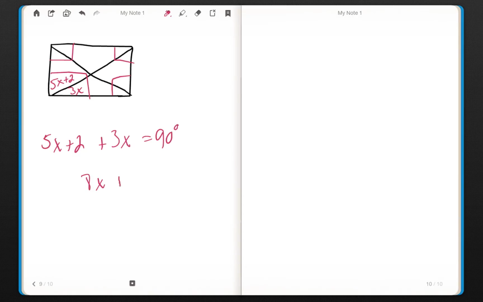If we combine like terms, 5x and 3x gives you a total of 8x. We're going to subtract 2 from both sides, and we get x is 11. So not too bad. Not too many challenging ones here.